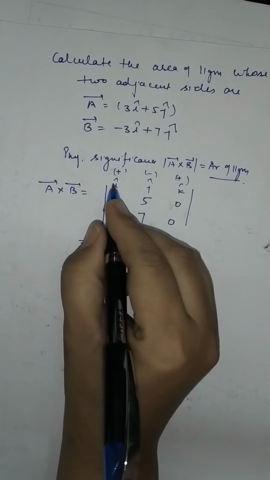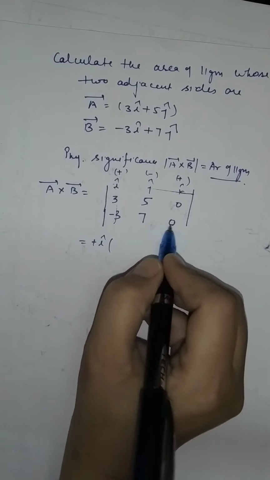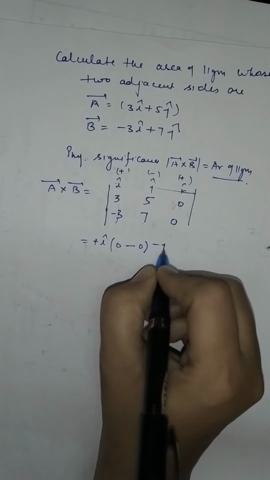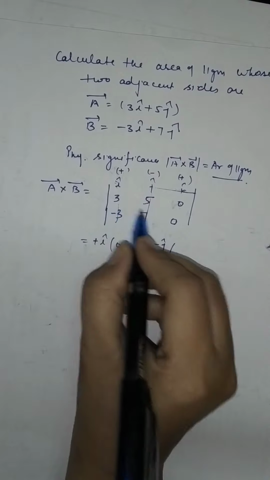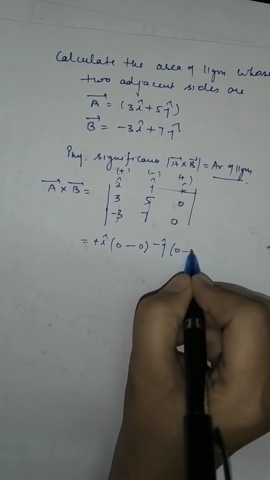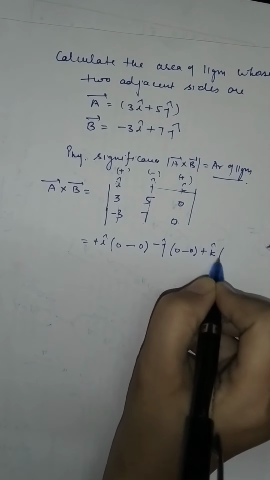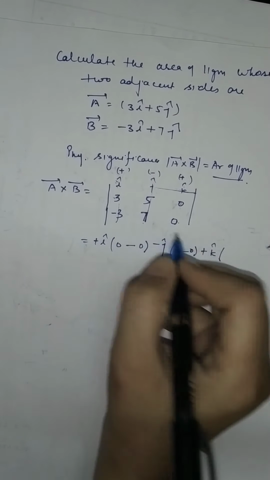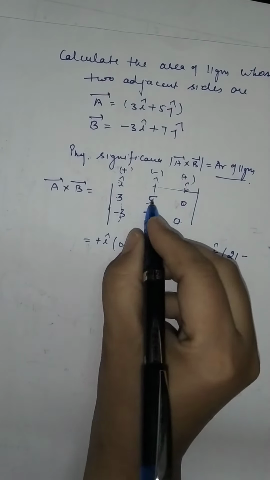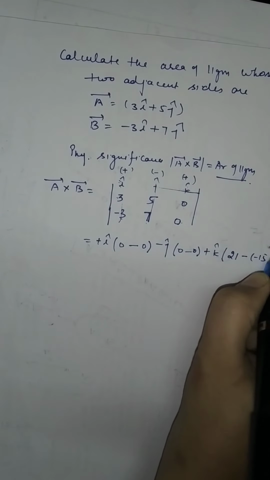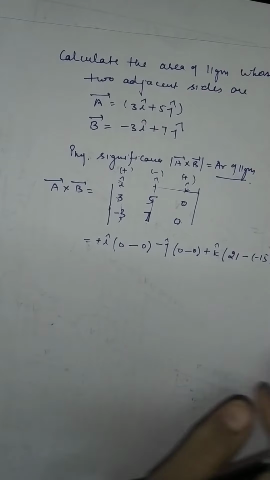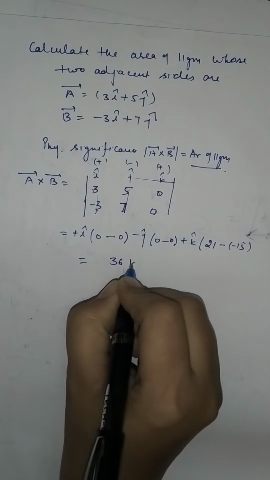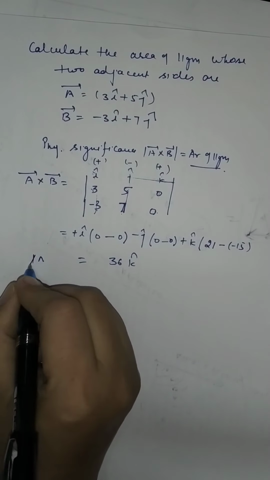Here you cut this row and column. 5 into 0 is 0 minus 7 into 0 is 0. Now minus j cap. In minus j cap also, 3 into 0 is 0, 0 into minus 3 is 0, plus k cap. Cut this row and column. This is 7, so 3 into 7 is 21 minus of minus 15, because when we go left to right we take it as positive, right to left it is negative. So it is 36k cap. This is A cross B.